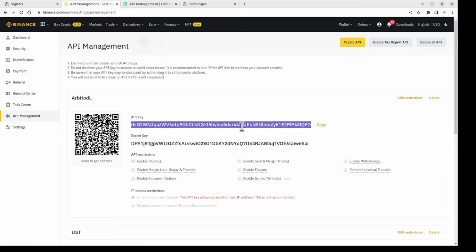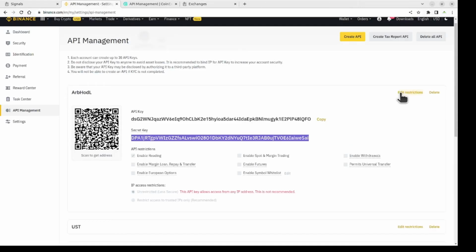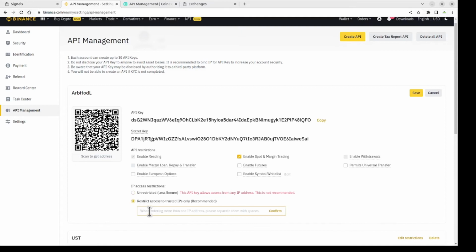Copy the API key and paste it on API key field on Arbhodl. Then copy secret key here and paste it here on Arbhodl. Does not have correct permissions. So click Edit Restrictions, enable Spot, and restrict access to trusted IP addresses only.